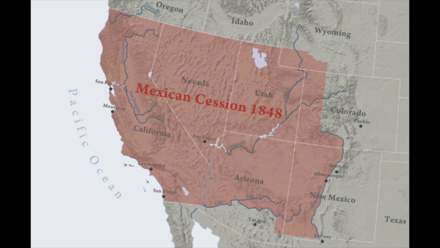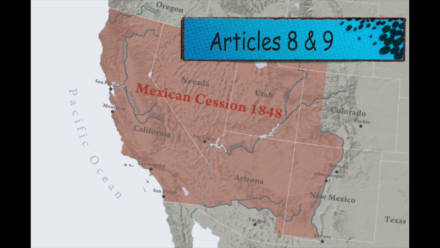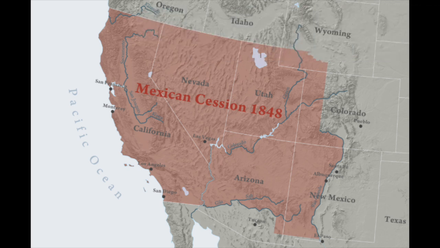Two other important articles to mention are Article 8 and 9. They deal with civic and citizenship rights of Mexicanos in the areas that the US took over. Article 8 allowed these residents to choose whether to stay or move to Mexico. It promised also to protect their property, no matter what choice they made. They had 1 year to decide if they wanted to keep their Mexican citizenship. If they didn't decide, they would automatically become US citizens.